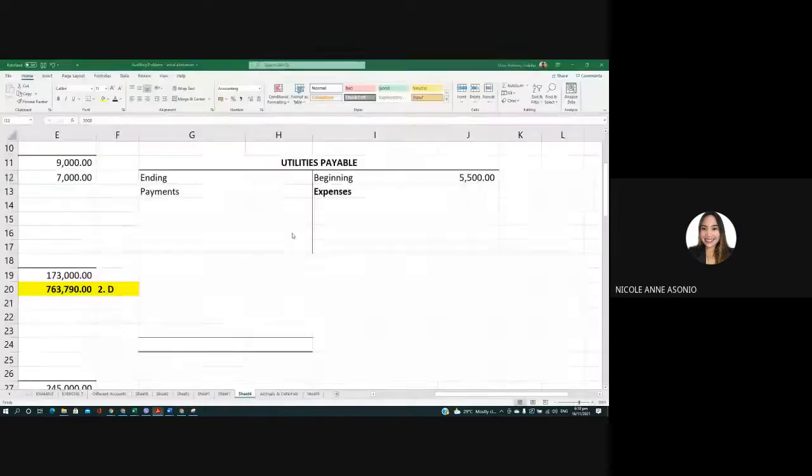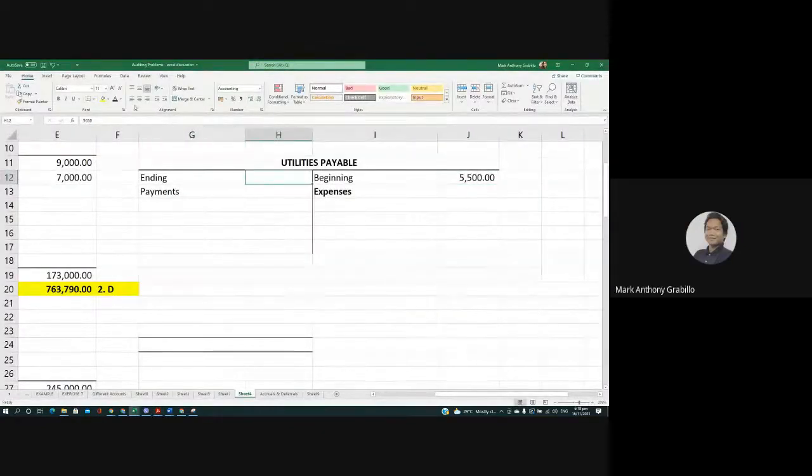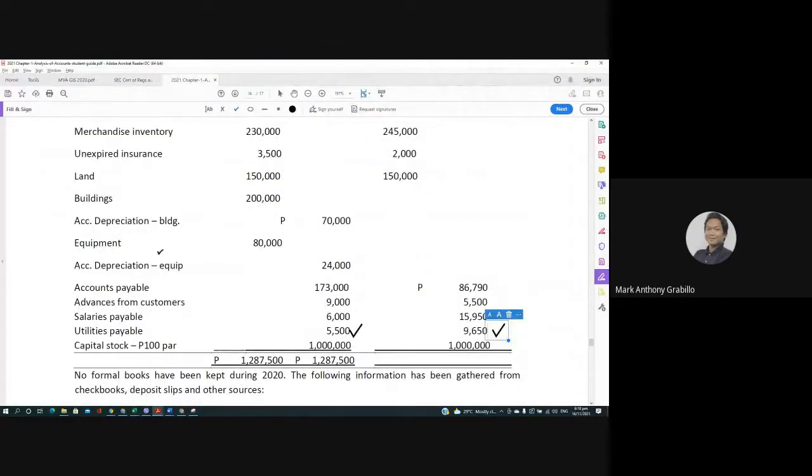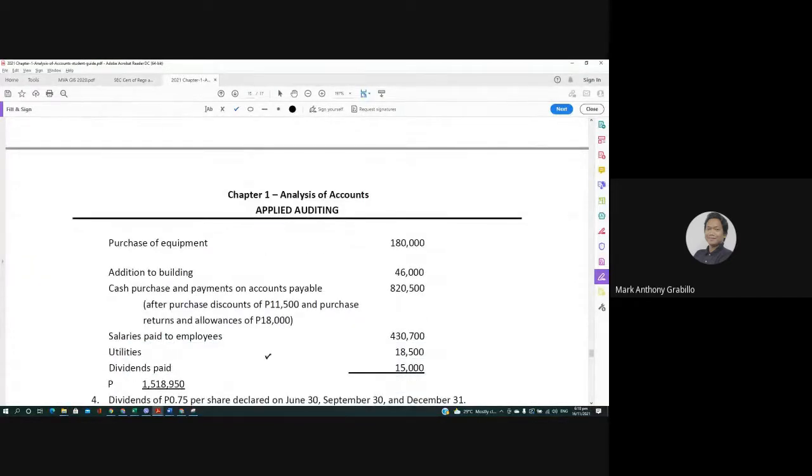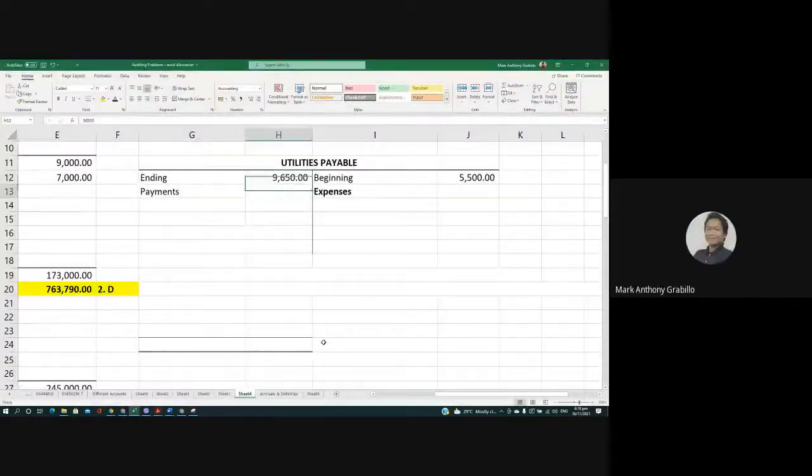9,650. So, your ending balance is 9,650. How about the payments? Do we have payments for utilities? 18,500. So, your payment is 18,500. Kaya na po bang computein ang expenses, utilities expense? Yes po. 22,650.